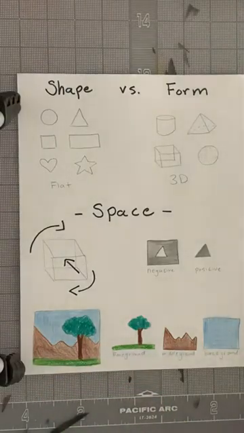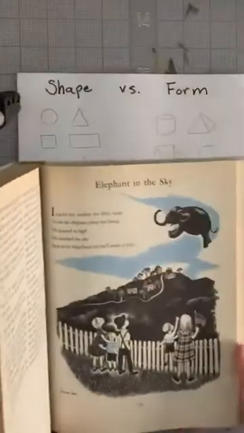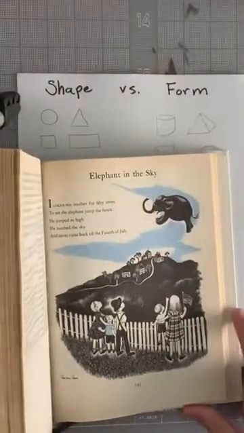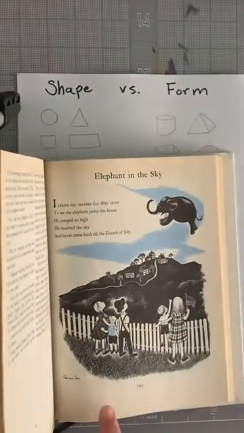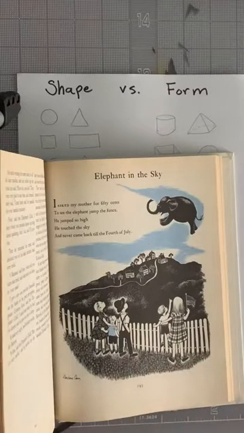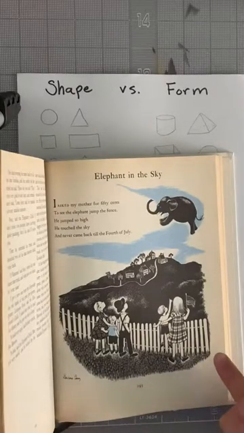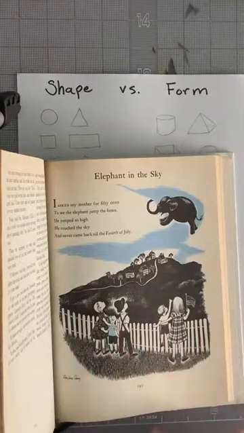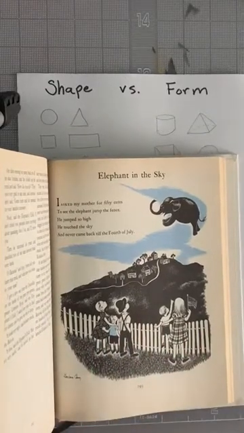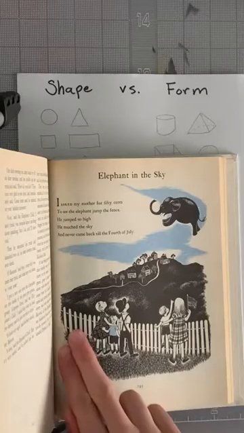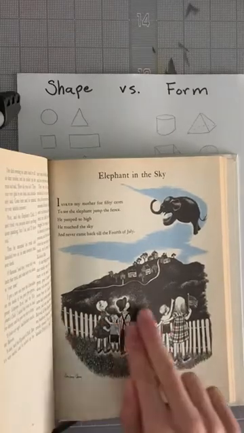Now let's look at a drawing. If you look at this beautiful illustration in this old children's book, we have a scenery of kids at a fence looking at an elephant in the sky. That's the name of the nursery rhyme. So the very first thing in this picture, nothing's covering it up, nothing's blocking it. If we could walk through this picture, the first thing we would get to are the children at the fence. So this is our foreground. Okay, this is the foreground.